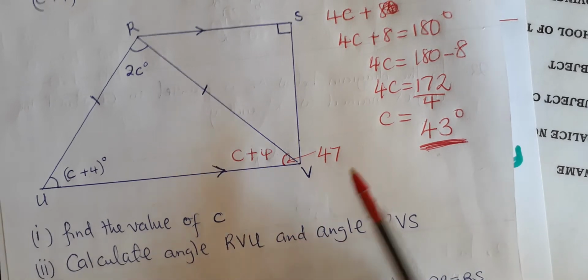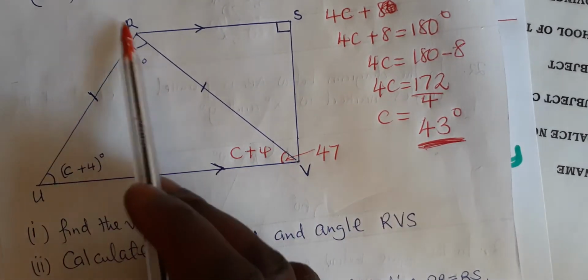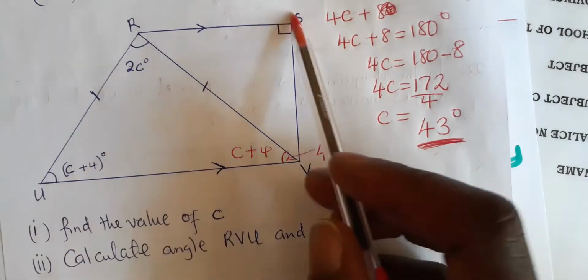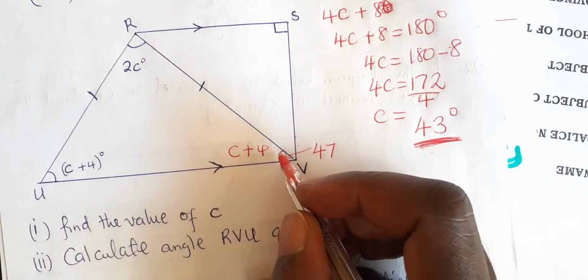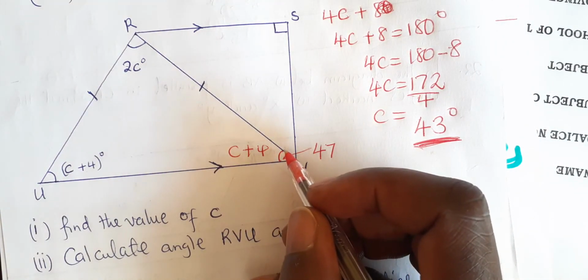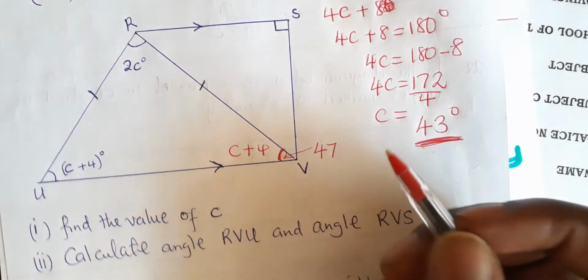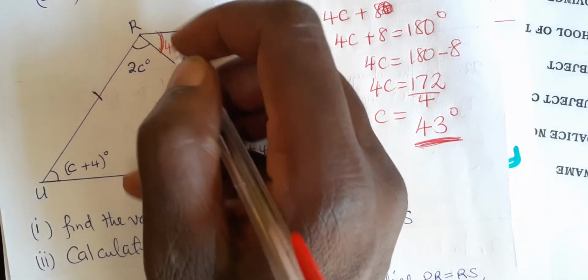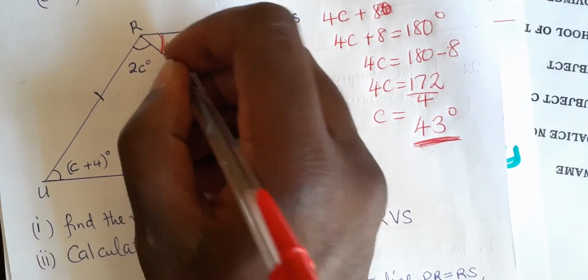Then we have RVS. Now, you must know one thing here. This angle here is alternate to this one. So this is also 47. This is also 47 here.